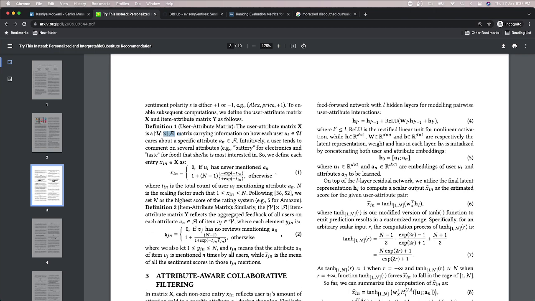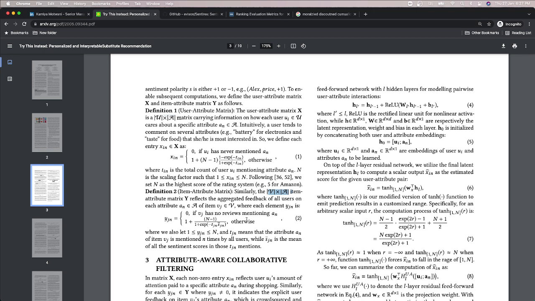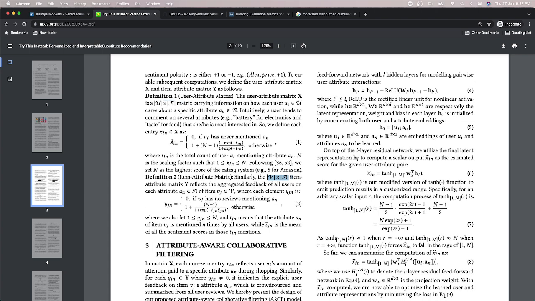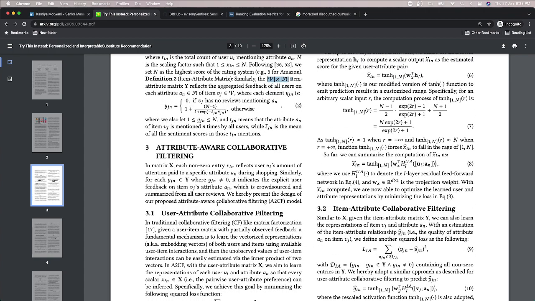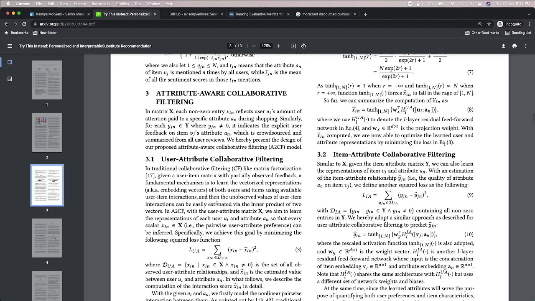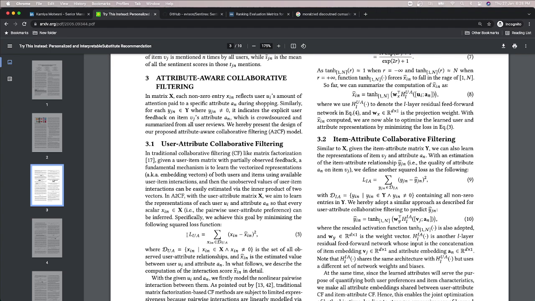Similarly, a matrix Y of dimension V cross A, which is number of items cross attributes, will represent, for this item and this attribute, what the average user feedback was, right? So that's another matrix. So now we have our two matrices X and Y. Now what we really need to do is some collaborative filtering, and we can train a model to understand these user attribute relationships, right?